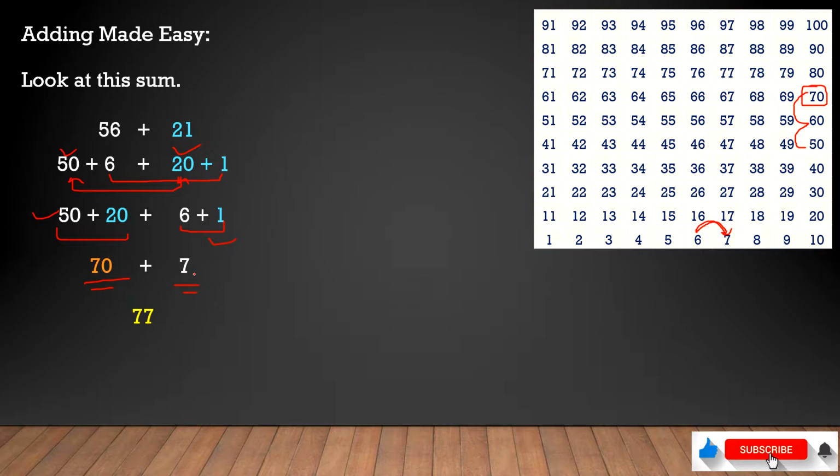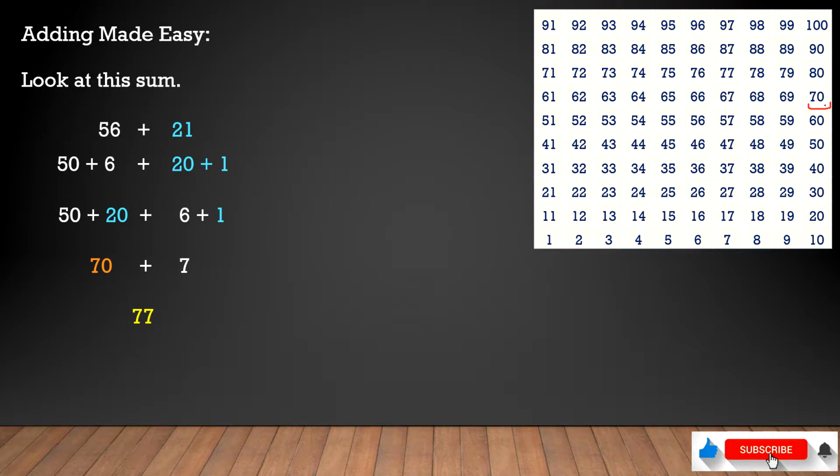Again, to add 7 to 70 we have to count 7 steps after 70. So let's start here. This is 70, and if you add 1 we reach 71. After adding 2 we reach 72, adding 3 is 73, adding 4 we reach 74, 75, 76 and 77. So if you add 7 to 70 we get 77. This one is easy.